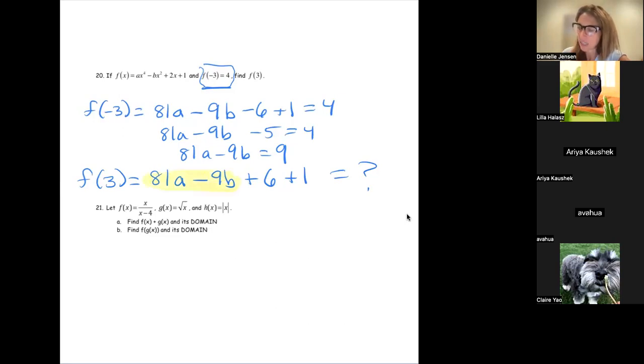Notice this, 81a minus 9b. Do we know what the heck that is? No. Well, look one step above. Oh, it equals 9. Yeah, exactly. So there had to be something that first equation was useful for. That's 9, so this whole piece is 9. So f of 3 is just going to be 9 plus 6 plus 1, which is 16.